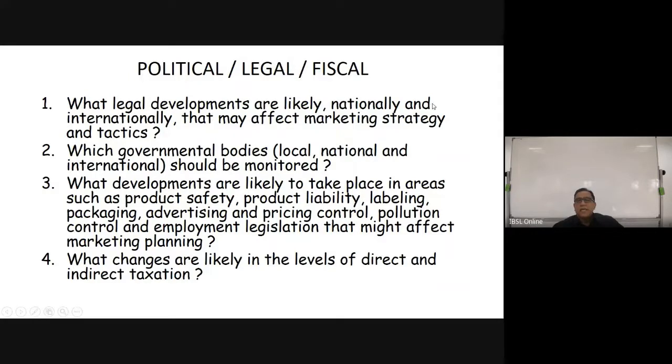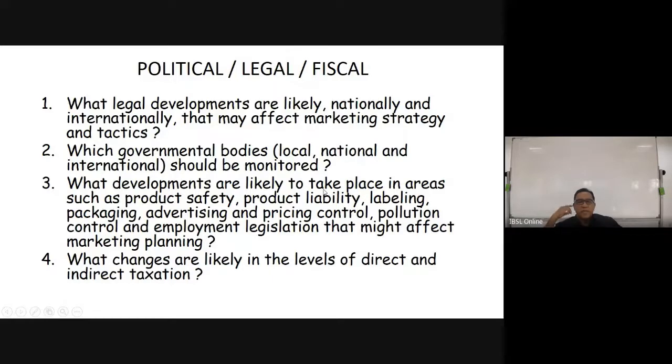What legal developments are likely nationally and internationally that may affect marketing strategy and tactics? Can there be some legal development, national or international level, because we are governed by various international laws like labor laws, international trade financing laws, import-export guidelines. Which government bodies should be monitored? That means there are certain governmental organizations like Finance Ministry, Customs, Inland Revenue, export development. So we have to be coordinating with these government bodies.